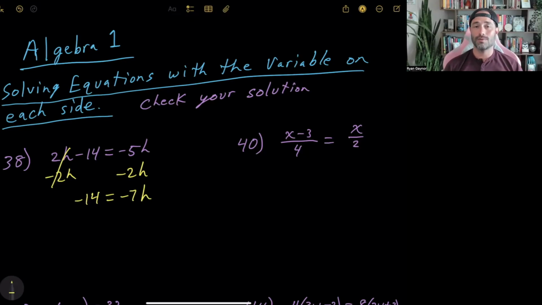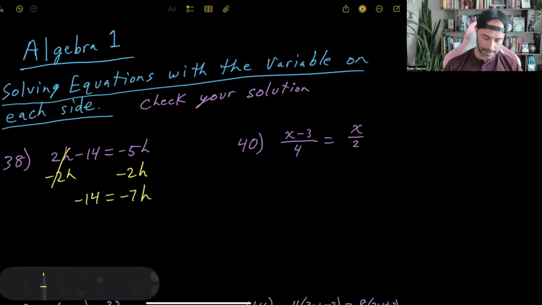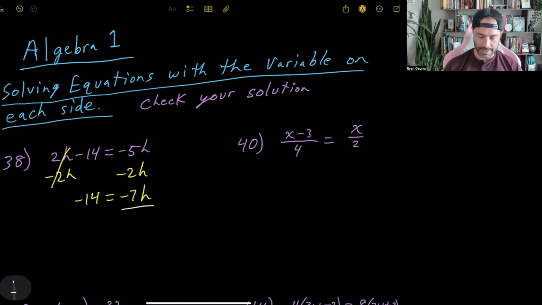Now, remember, we had the variable on both sides. I just got the variables together because they're like terms. I was able to combine them. So now I just have to do the opposite. What's happening to the variable? It's being multiplied by negative 7. So we do the opposite of that, which would be divide by negative 7. We balance it out on both sides. Negative 7 divided by negative 7 is 1. So now the H is by itself.